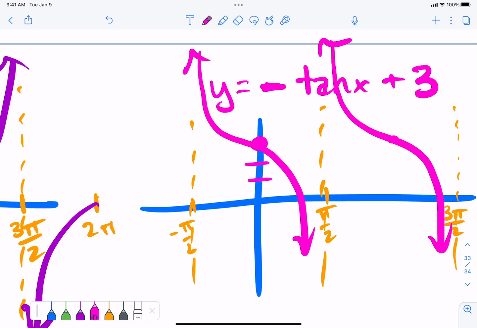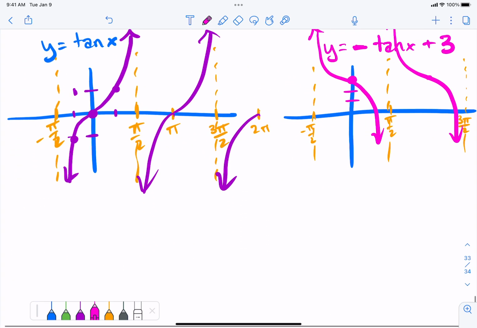Chase, I didn't see your asymptotes. You don't have your asymptotes. They don't need to do that. Yes, you do.